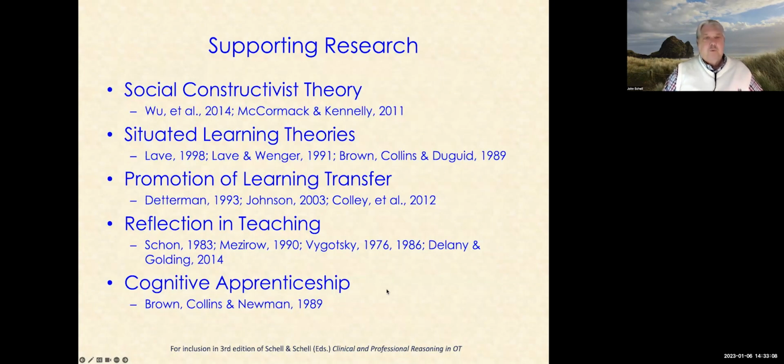Now, the supporting research comes with five basic areas of academic study. One is we're going to begin with social constructivist theory, and you might hear me call that dialectical constructivism at some point in the conversation. The other is all of Jean Lave and Wenger's and Brown, Collins, and Duguid's work on situated learning theories.